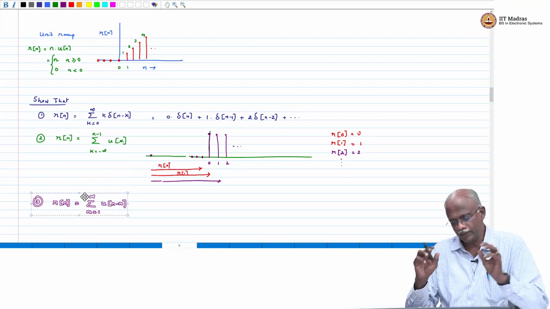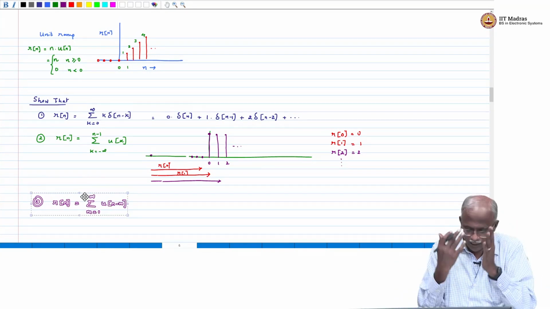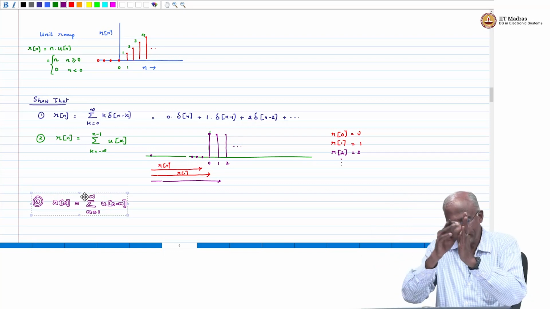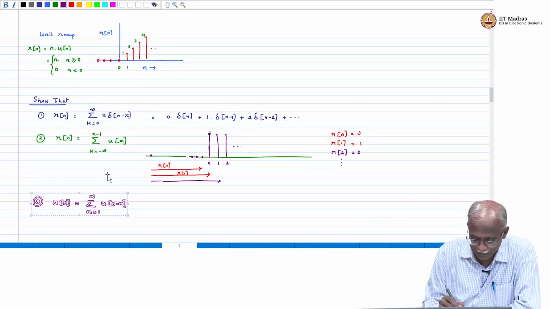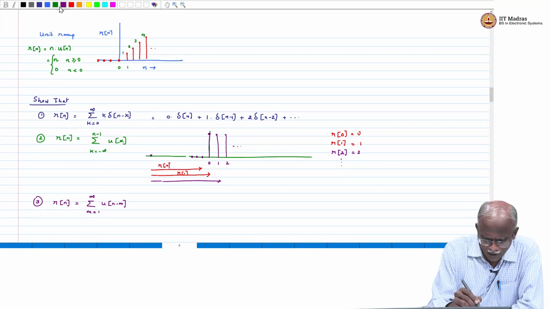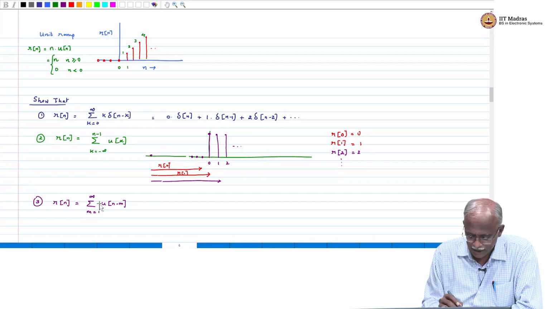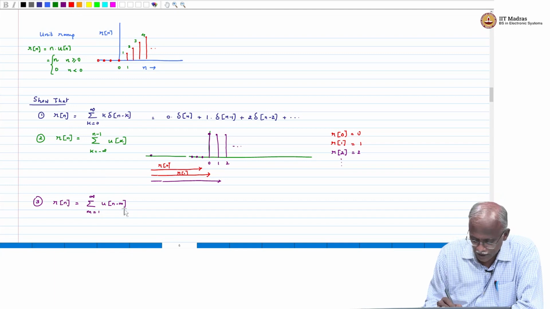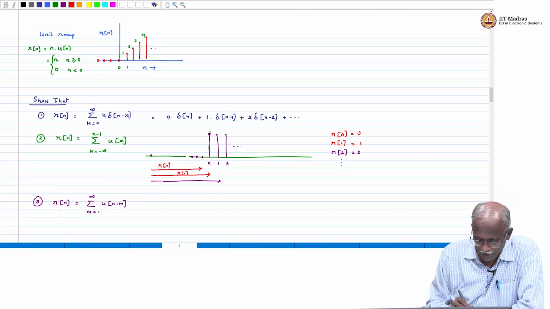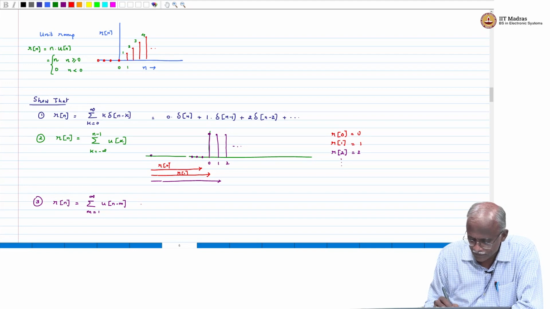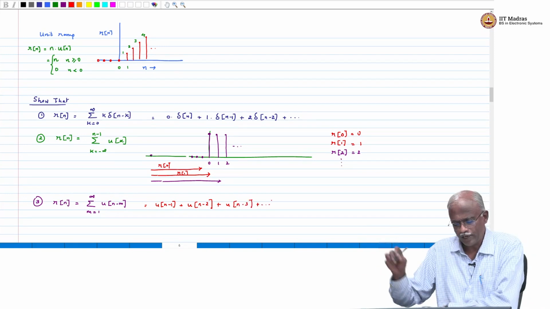So, you should be able to look at the expression, sketch it, look at what calculation is being done, and be comfortable with that. The third one is very interesting. R of n we can say is the summation for m equal to 1 through infinity. If you write it down, it is u of n minus 1 plus u of n minus 2 plus u of n minus 3 and so on, all the way up to u of n minus infinity.